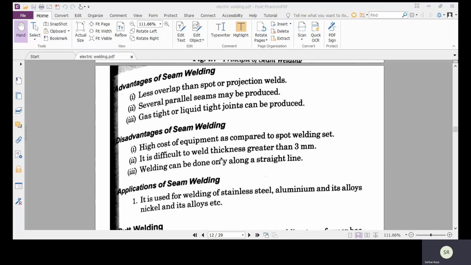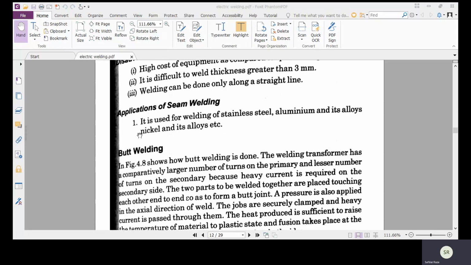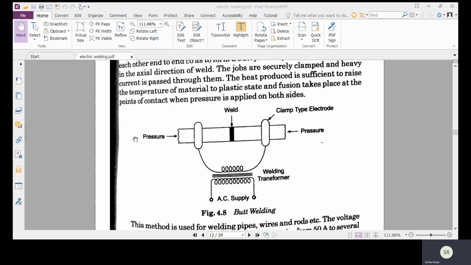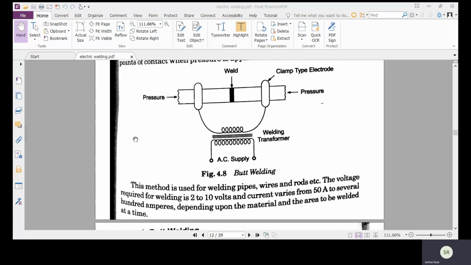It is difficult to weld thickness greater than 3 mm. Welding can be done only along a straight line. And the application of seam welding is that it is used for welding of stainless steel, aluminum and its alloys, nickel and its alloys. Now we will move towards another type of welding, which is butt welding.